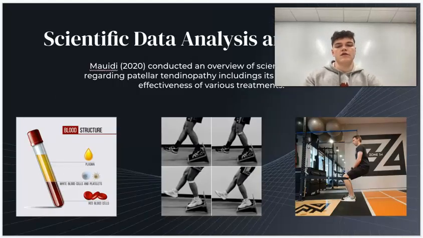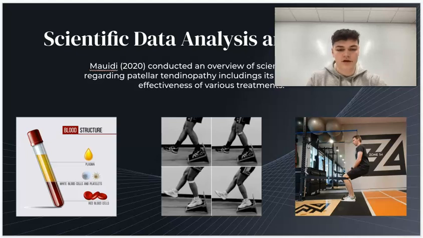Alright, so I elected to include some scientific data analysis and review within my project. So I found this study done in 2020 by Quasi-Muadam, which conducted an overview of scientific literature regarding patellar tendinopathy, including its risk factors and effectiveness of various treatments. So what this author defined patellar tendinopathy as is a musculoskeletal disorder seen in sports involving progressive and loaded running and jumping. It's seen in 45% of elite basketball players throughout their careers.